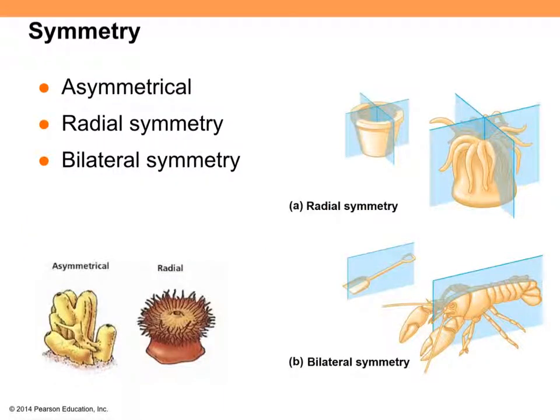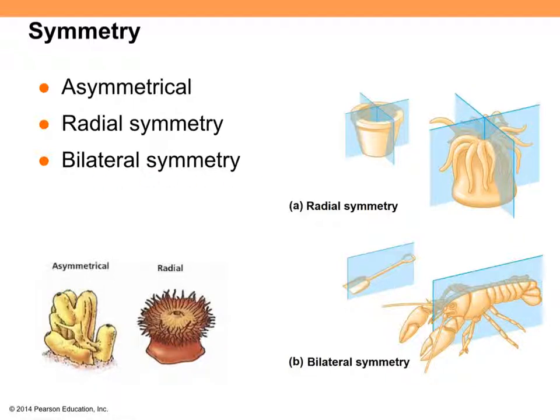There are three patterns of symmetry we're going to look at. The first is asymmetrical, or the lack of symmetry. So this sponge down here is very odd shaped and has no symmetry. The second is radial symmetry, and this is when we can take organisms and cut them on many planes and get pieces that look relatively the same. So a pot has radial symmetry, this anemone has radial symmetry. It's kind of like a pie or a pizza.